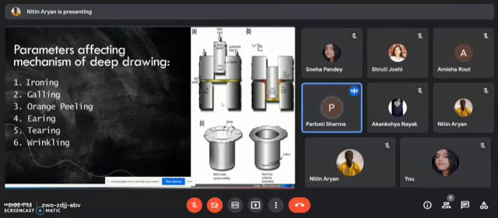Then wrinkling. This defect starts in the rim region of the blank and travels towards the middle region. The movement of the blank into the die cavity induces compressive stress in the flange, causing a series of ridges radially on the undrawn part of the flange. This can be reduced by keeping a blank holder under the effect of the holding force.